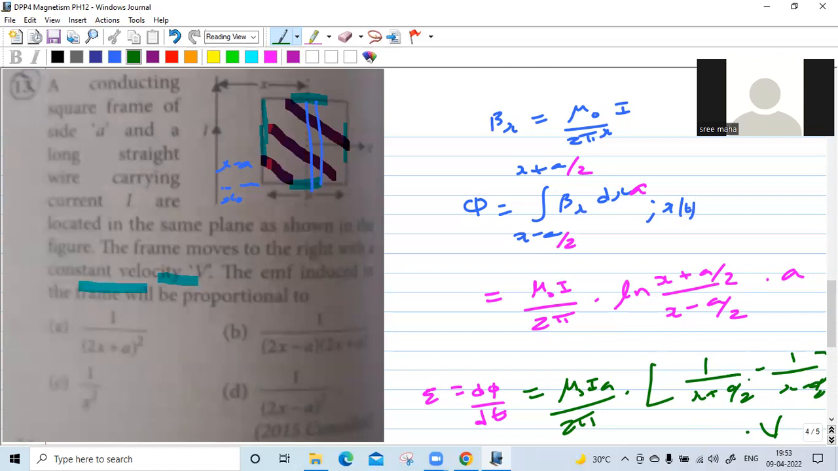So x will cancel, and the numerator will become a. Mu by 2 pi is missing, but it is proportional, so you can forget the constants. Even B you can forget. So it is just a divided by x square. It's proportional to 1 by 4x square minus a square, right? Simple. So option B.